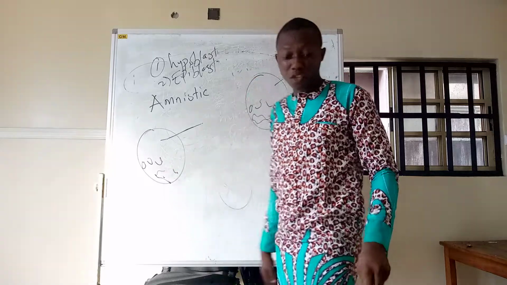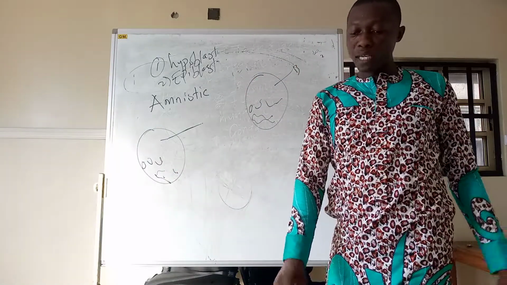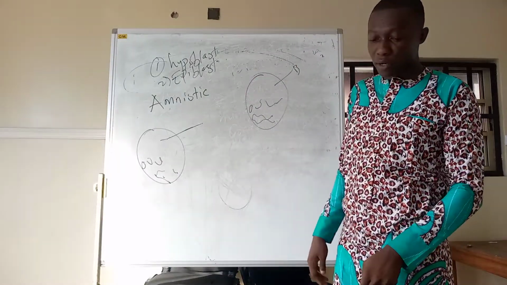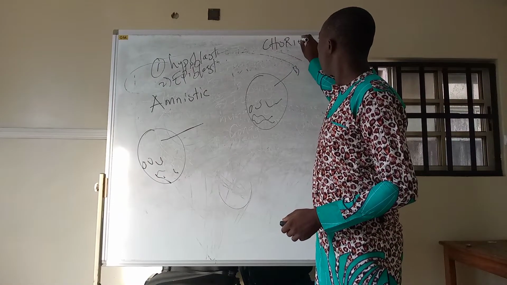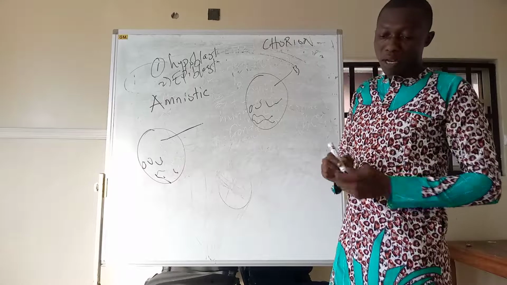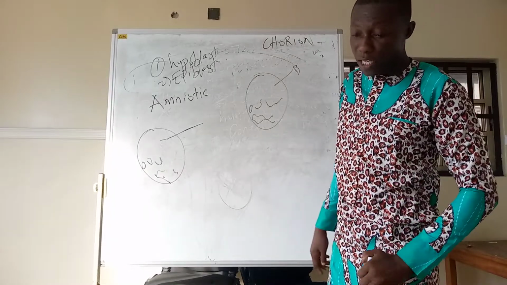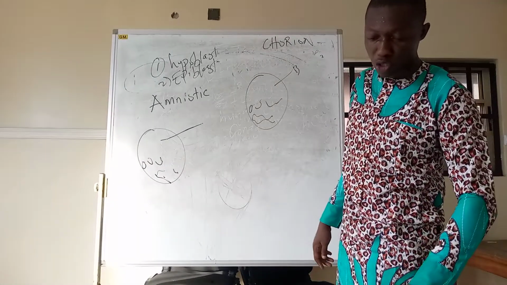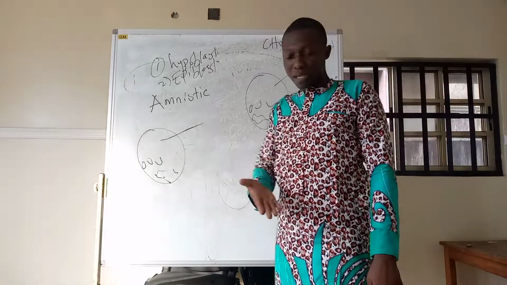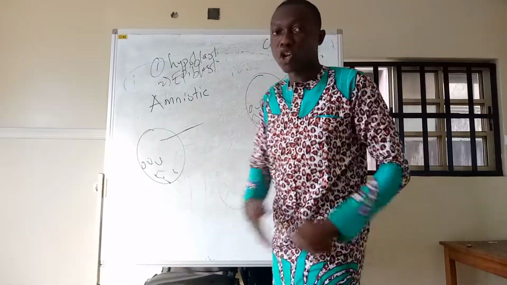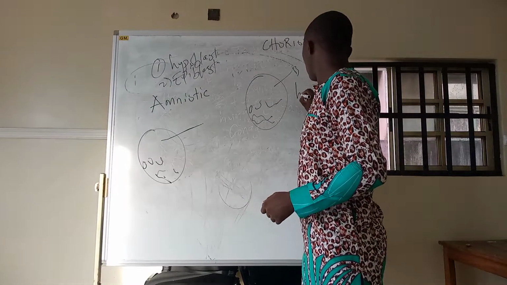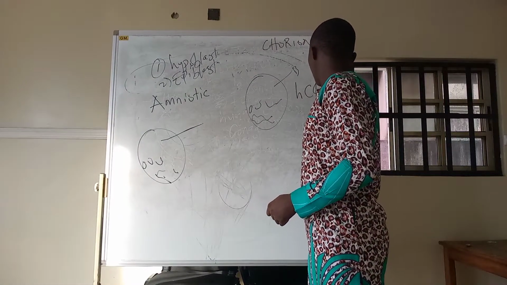Now the last but not the least subheading is formation of the chorion. Chorion is spelled C-H-O-R-I-O-N. At day 11, the chorion is formed, and it has these functions. It has many functions, but what I have here are the major ones. Number 1, production of HCG.